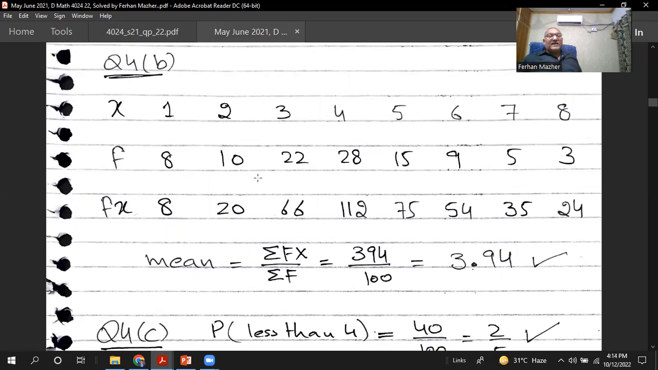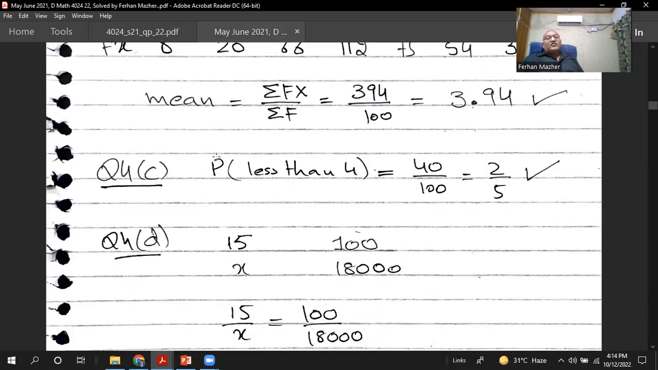Okay, the people who have received less than 4 emails, they are 22 plus 10 plus 8. So it will be 30, 30 plus 10, 40 people. And the total people are 100. So the probability of getting less than 4 emails is 40 by 100, and that will be 2 by 5. When you simplify it, it will be 2 by 5. Calculator is allowed in this paper. You can use the calculator.